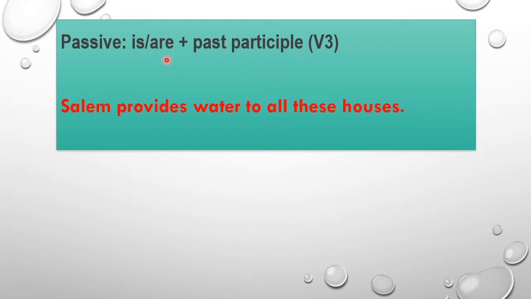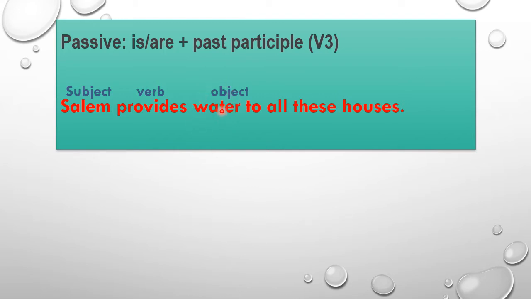Third form means, for example, travel, traveled. I take the third word. Now look at the sentence. Salim provides water to all these houses. In this sentence, Salim is the subject, provides is the verb, الفعل, and water is the object, المفعول به.